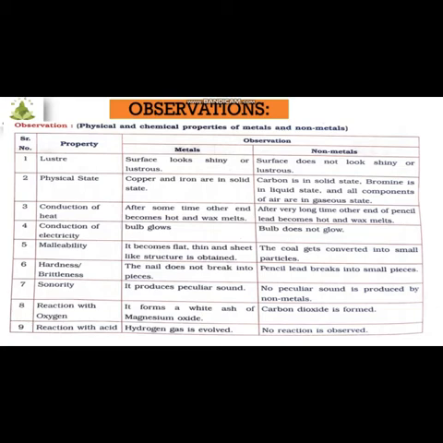Reaction with oxygen. Magnesium forms a white ash of magnesium oxide. When you heat this magnesium ribbon in presence of oxygen, we get magnesium oxide, which is nothing but white ash. And for non-metals, carbon dioxide is formed. When you react non-metals with oxygen, we get carbon dioxide. Carbon plus oxygen will give you carbon dioxide.